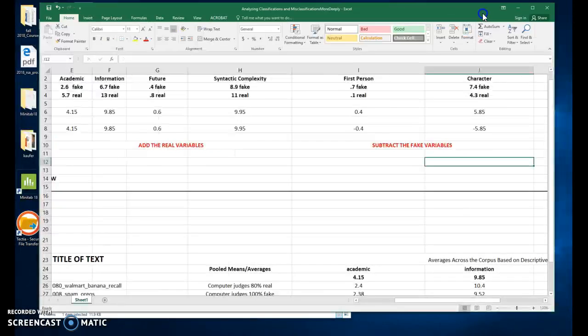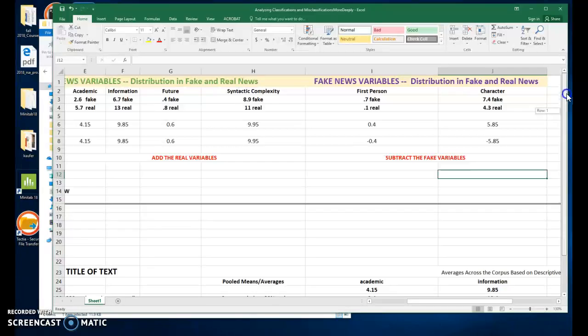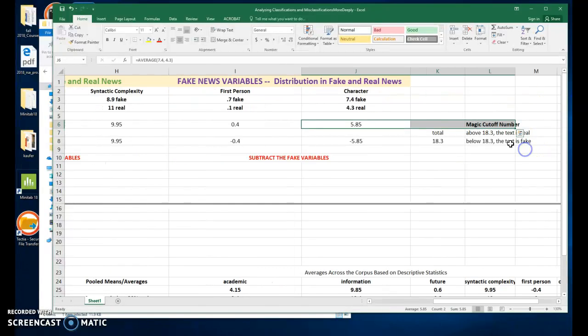That means if we run the text through the equation with all its numbers and it's more than 18.3, we consider it real. If it's less than 18.3, we consider it fake.